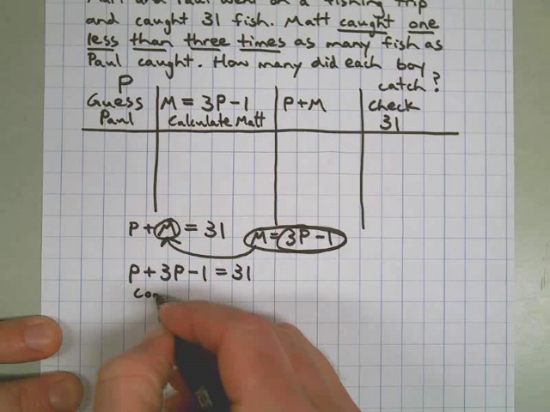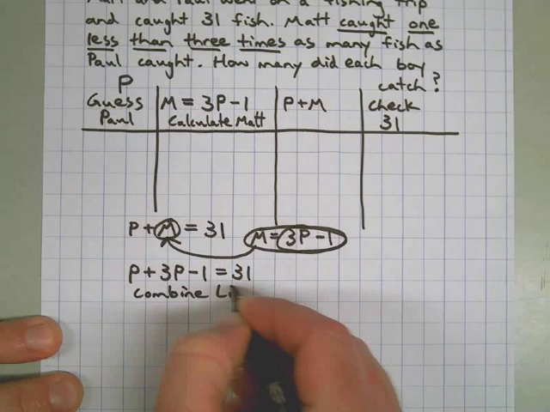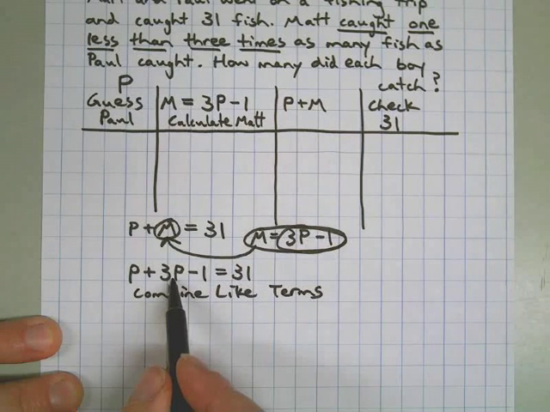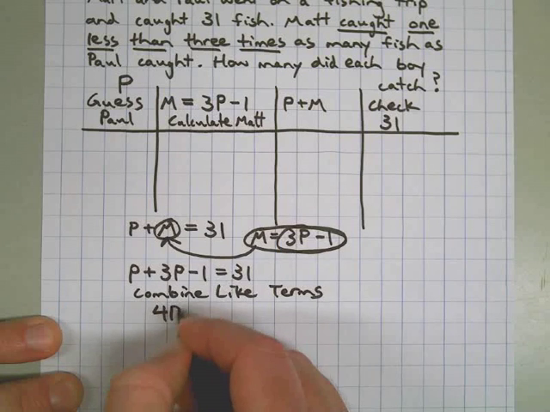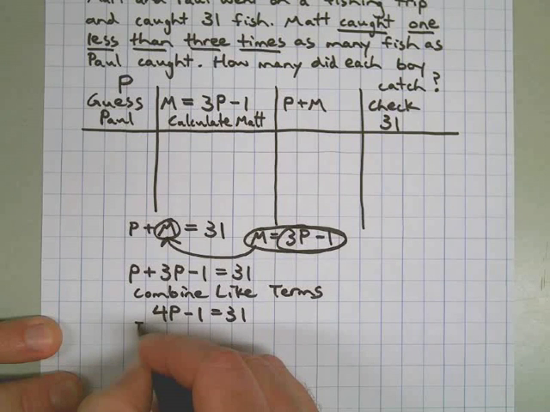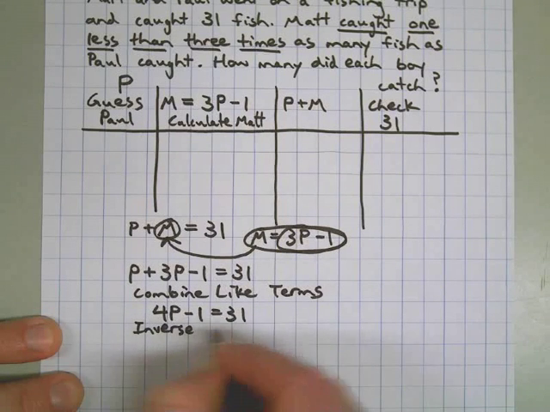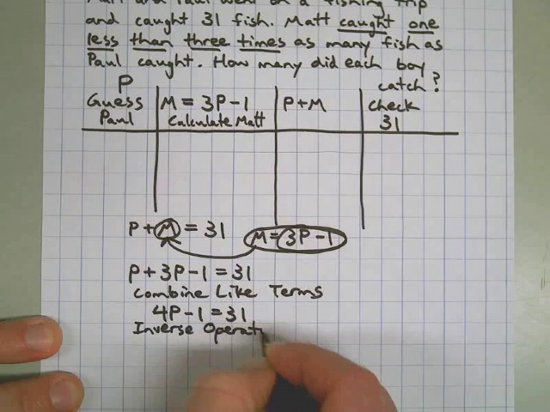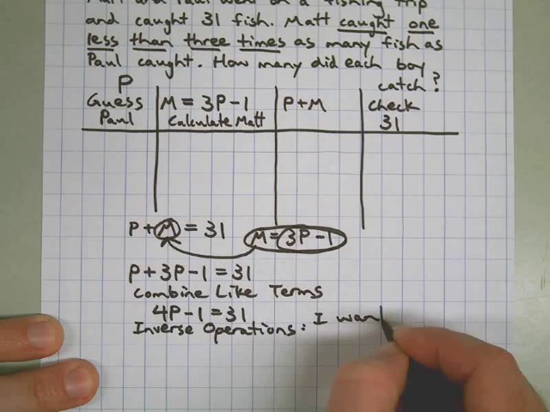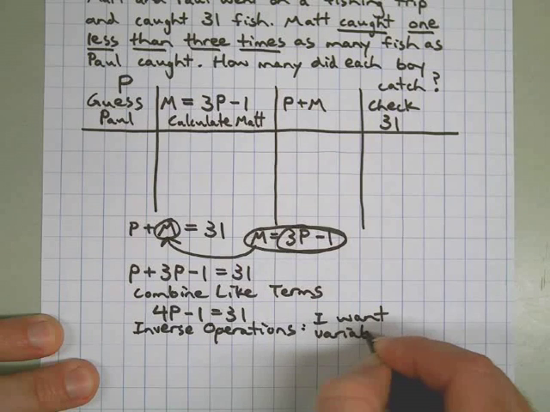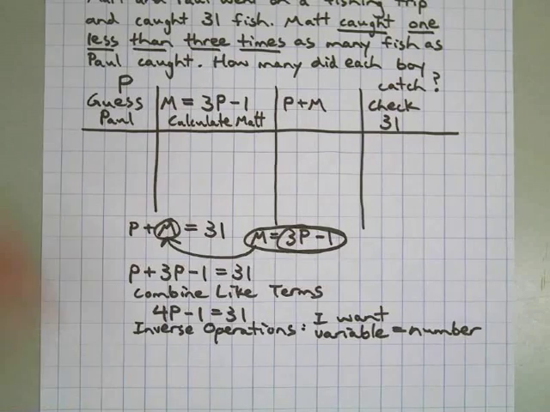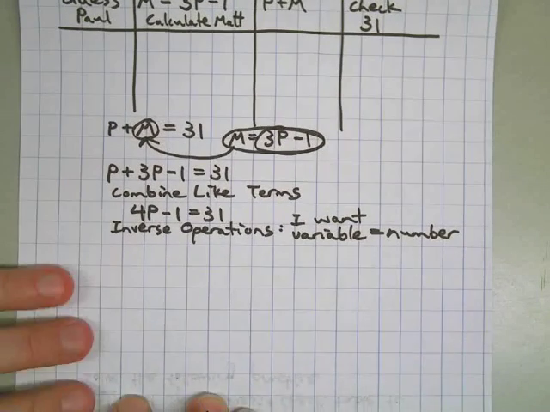Now we'll combine like terms, which means I'm going to put the numbers together. I'm going to put the letters together when they're the same. So I have 3 Pauls and another one, so I have 4P minus 1 equals 31. Now I'm going to use inverse operations. Why? Because I want the variable on one side and the number on the other side. So I'm going to keep doing things until that happens.